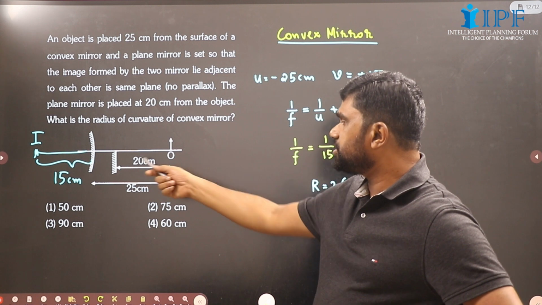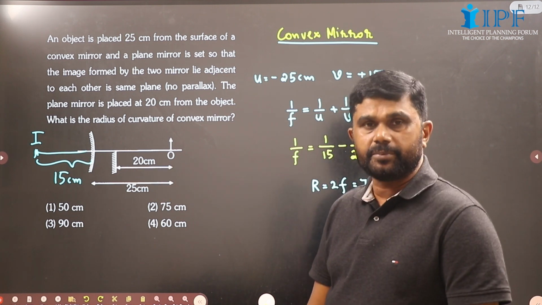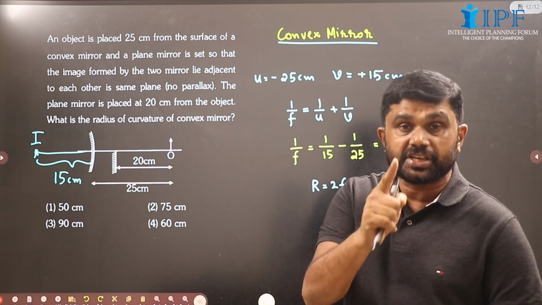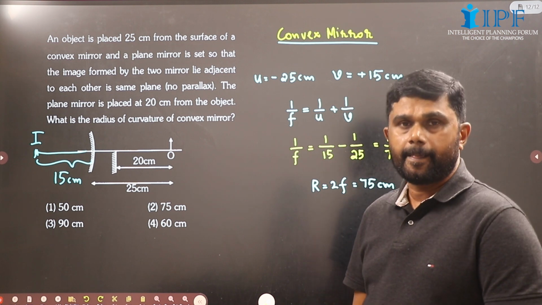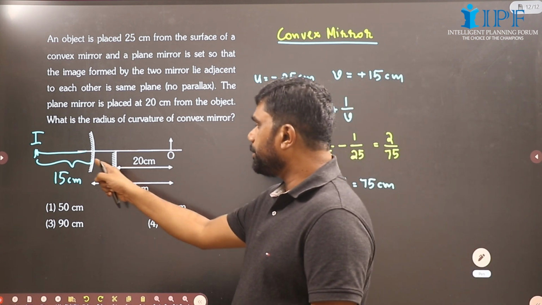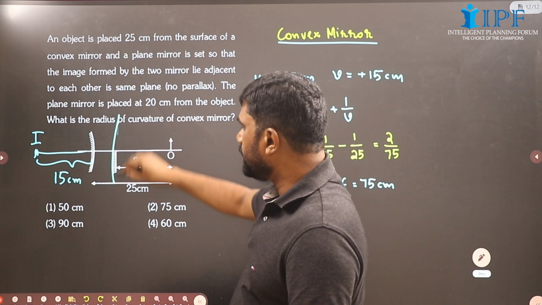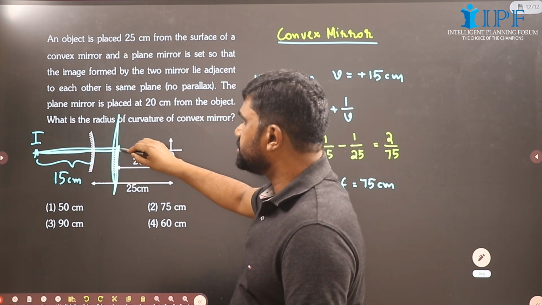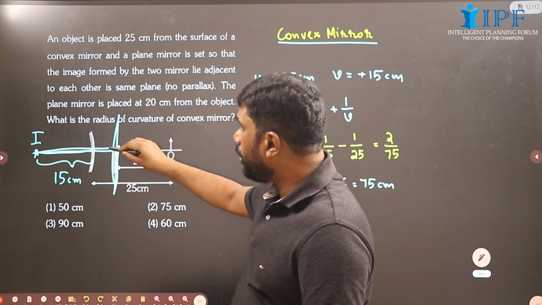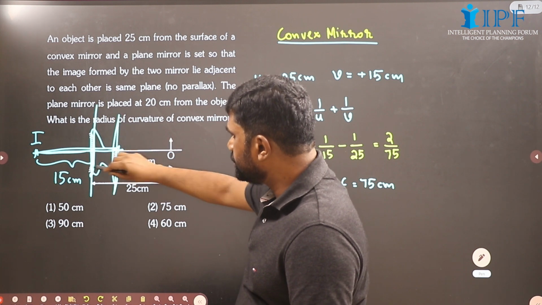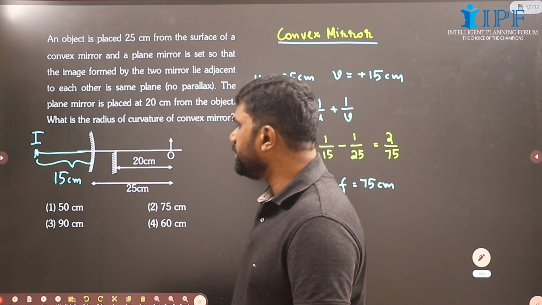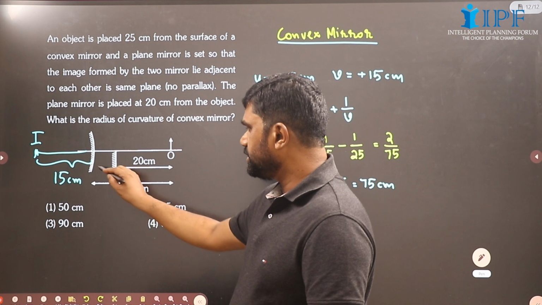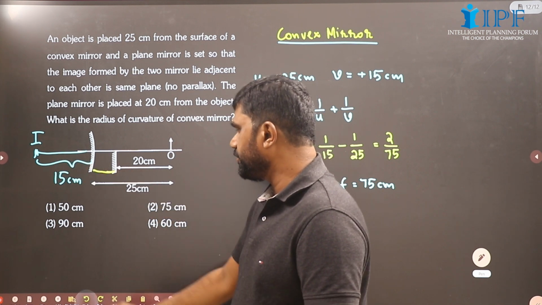Here the object is 20 centimeter in front of the plane mirror, so the image will be 20 centimeter behind the plane mirror. Now see this separation, from the plane mirror to the image the distance is 20, of which this much is 5. So the remaining will be 15.